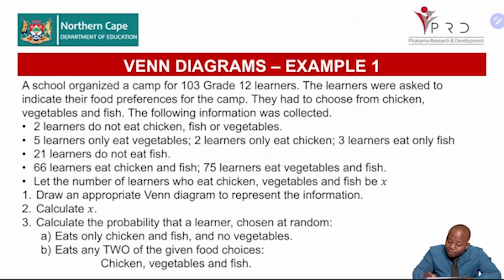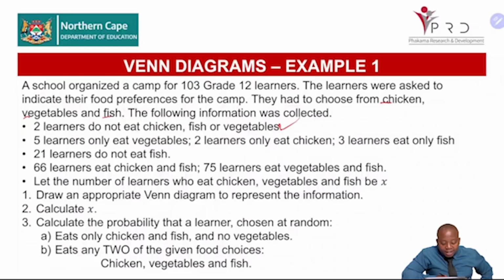Let's look at this one. We're looking at chicken, vegetable, and fish, so we have 3 at the same time. 2 learners do not eat chicken, fish, or vegetables. They don't eat any of these, so we know where we're going to plot this. 5 learners eat only vegetables, 2 learners only eat chicken, and 3 learners only eat fish. 21 learners do not eat fish.